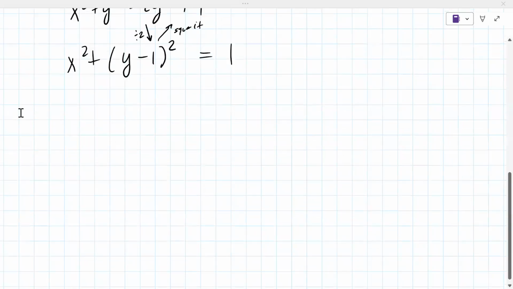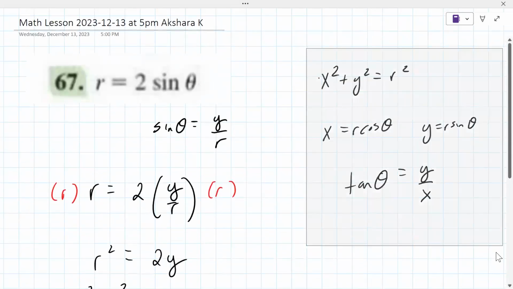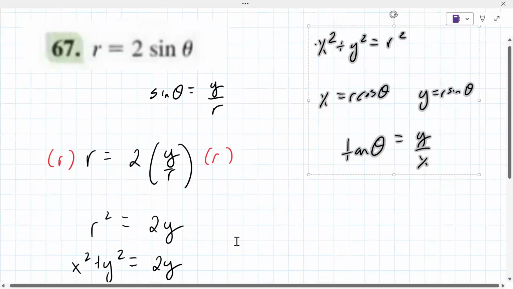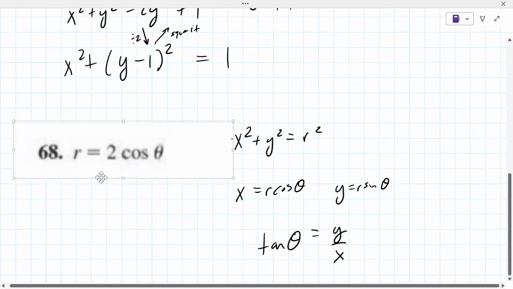Why don't you try 68? It's really similar. You're basically substituting in for cosine instead of sine, and these are the equations you need. Would you give this a try, please? Okay.